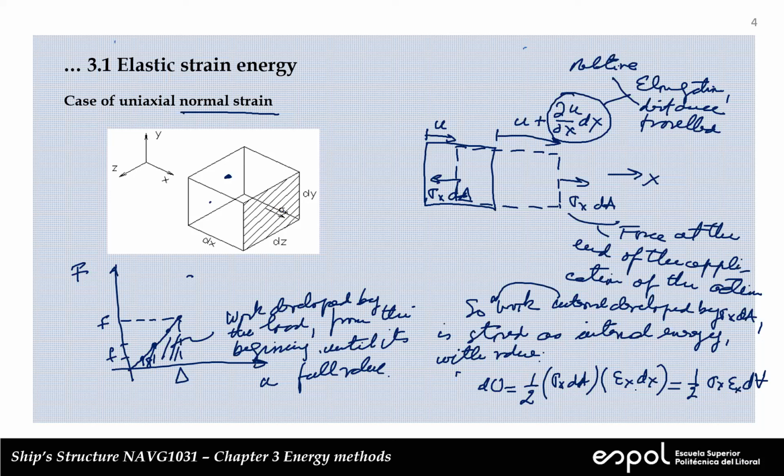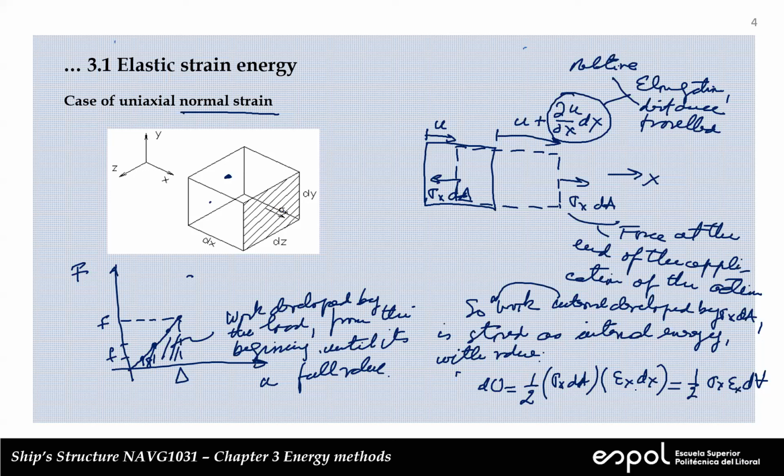So that's the work which is developed by this internal force on this little element from the beginning of the process until you find the final value of the external force. So you start increasing, and finally you reach this situation. So this force on the ends moves how much? Epsilon x dx. That's the final displacement. But you start from zero, you start moving a little bit more, so you go slowly, and that's why we have to include this 1/2.